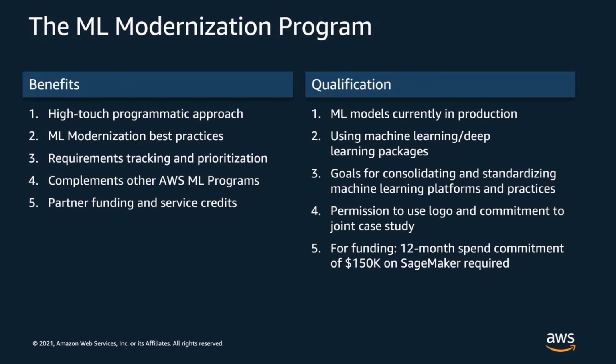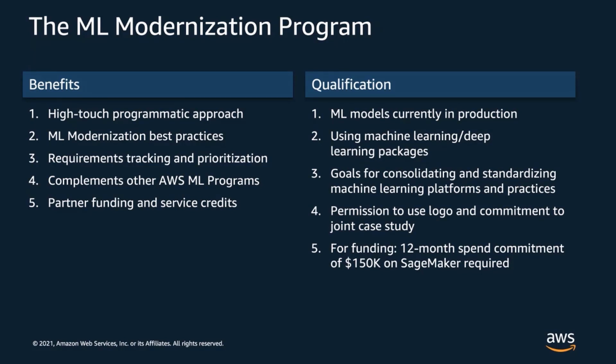Now, as we've worked with multiple customers, a lot of customers come to us and say, we have machine learning models already in production, and we'd like to modernize on SageMaker. And we've selected SageMaker as our platform of choice. And so we've designed the ML Modernization Program specifically to address customers such as you that want to modernize on SageMaker. It is a high-touch programmatic approach. We like to say it's a consultative approach that leverages ML modernization best practices, and it complements other AWS machine learning programs.